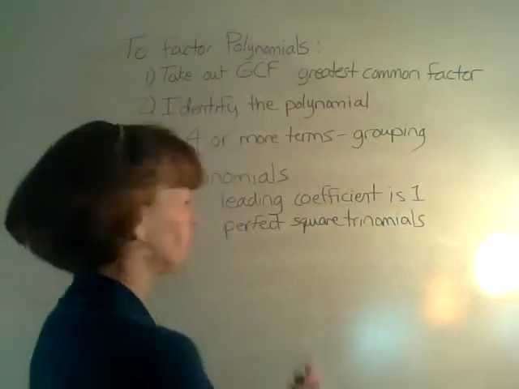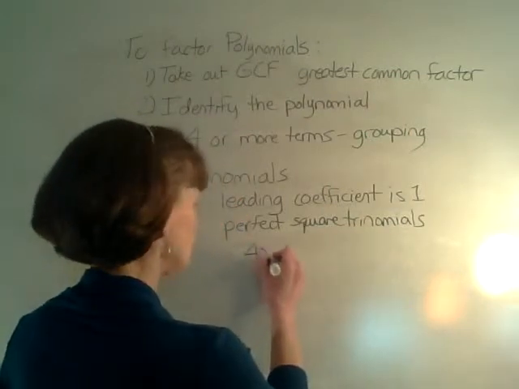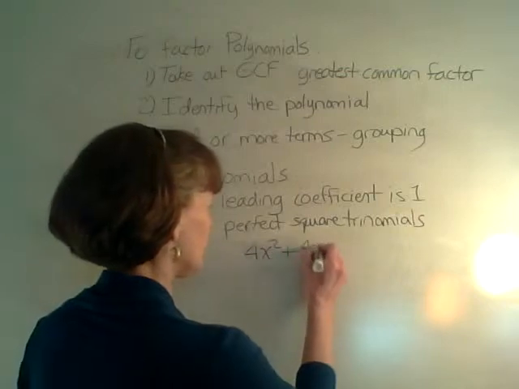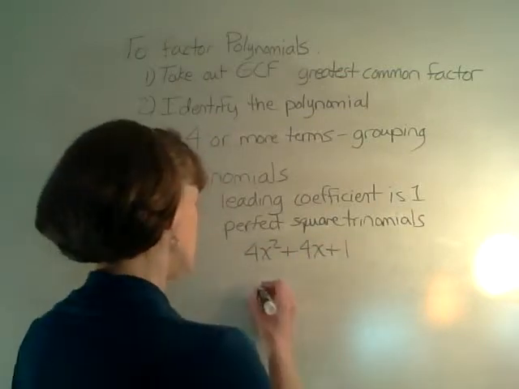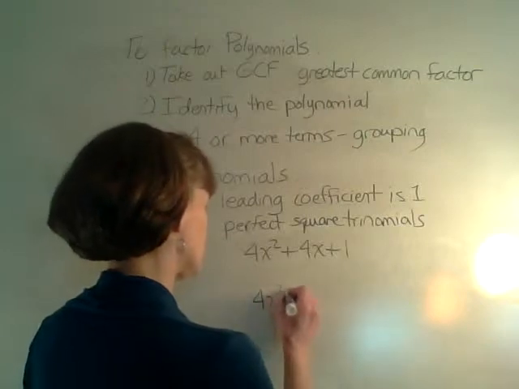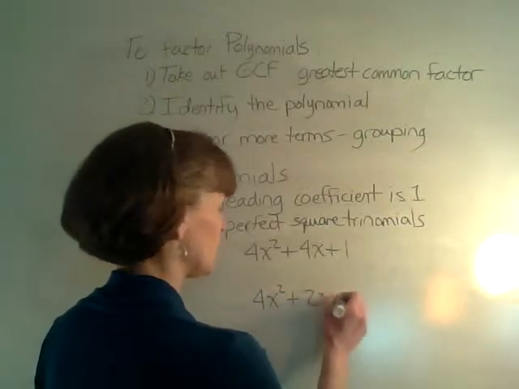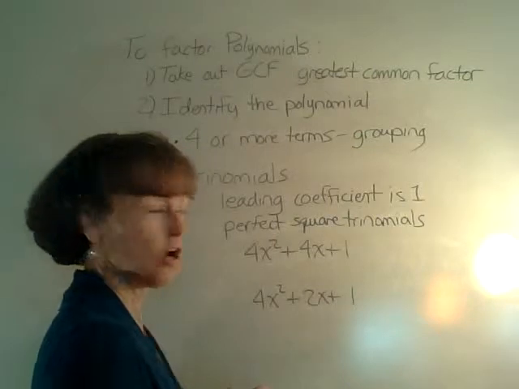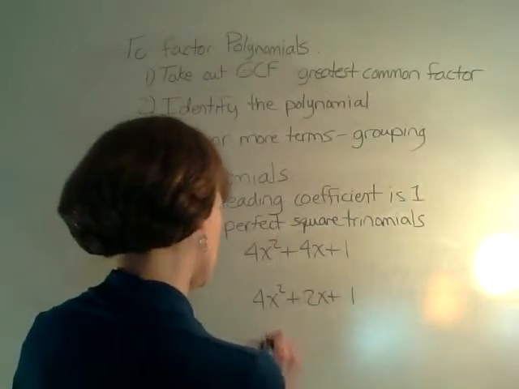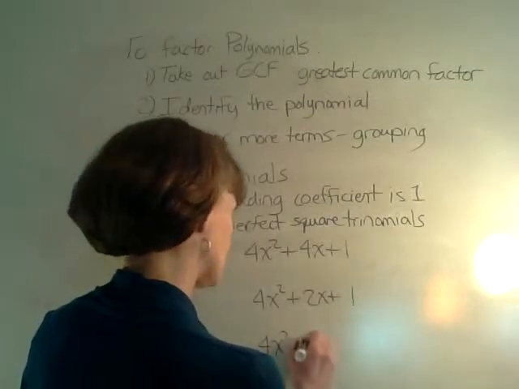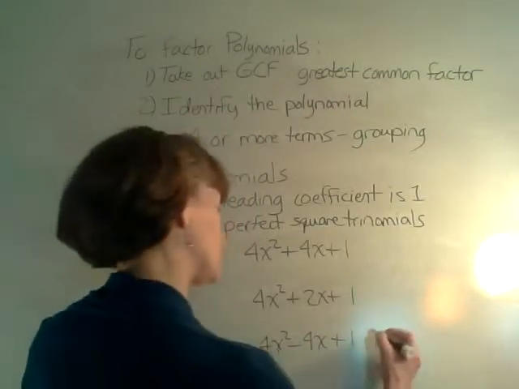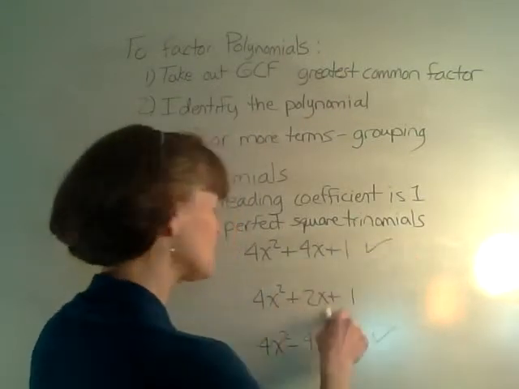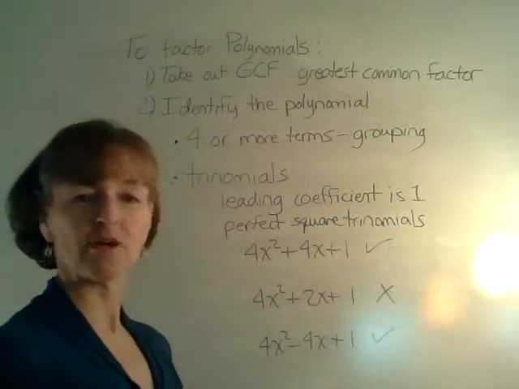For example, 4x squared plus 4x plus 1 is a perfect square trinomial. But 4x squared plus 2x plus 1 is not. Also, 4x squared minus 4x plus 1 is also a perfect square trinomial. So these two are perfect square trinomials. This one is not. Well, how do I tell the difference?